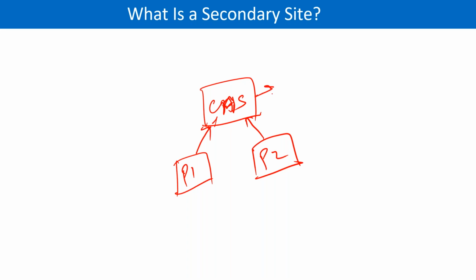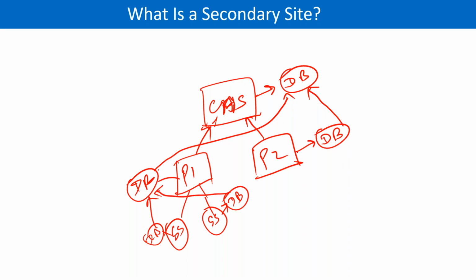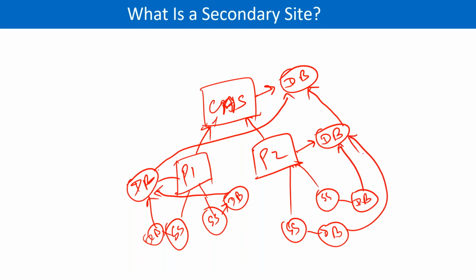Central will have a database. Primary will also have a database, and it will replicate the data to central like this. Primary will have secondary sites. So secondary will also have a database, and it will replicate the data here. Similarly, you have a secondary here and a secondary here, each with a database, and they replicate to the primary.